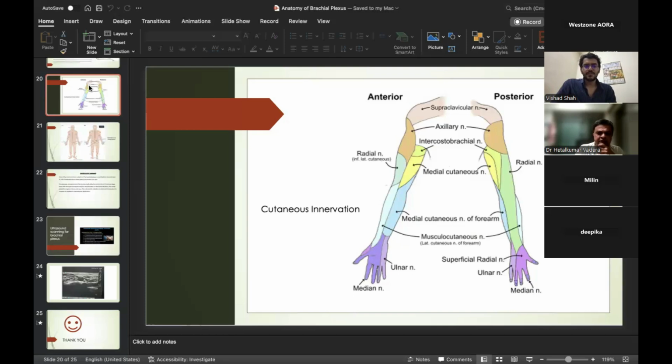Vishal, do you want to answer that question? The clavipectoral fascial plane block. Do you know about it? Yes, sir. Ma'am, can you please answer it?